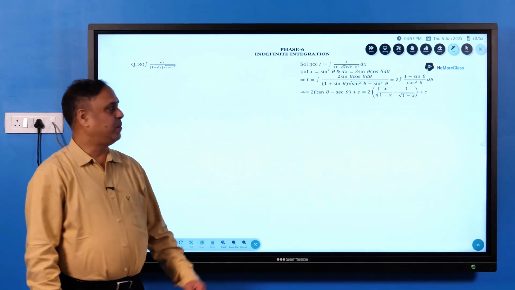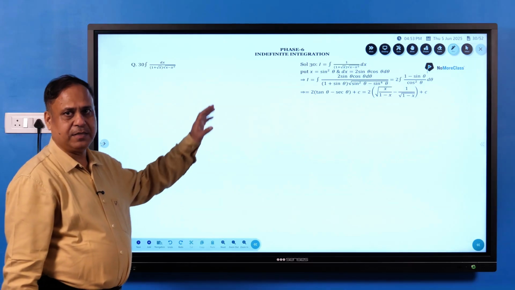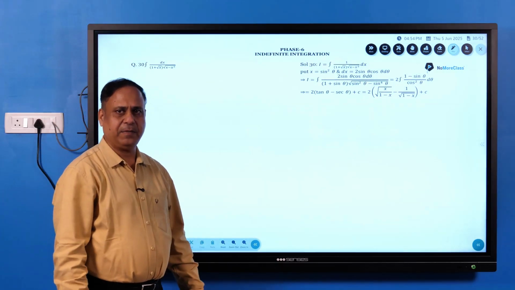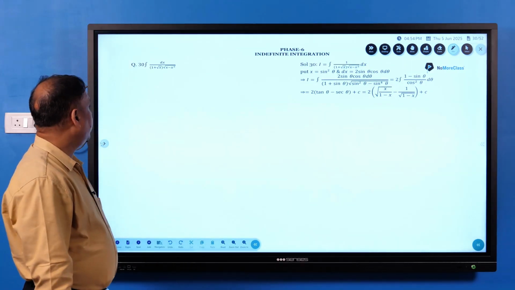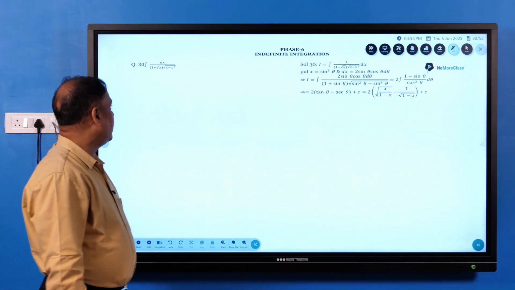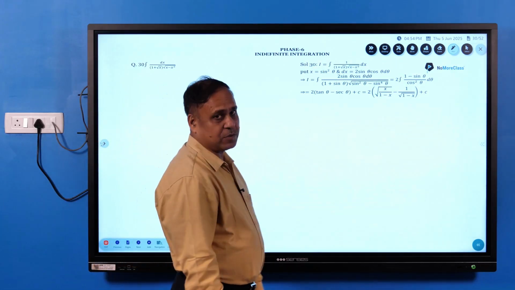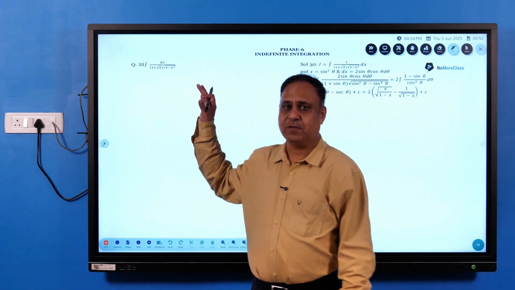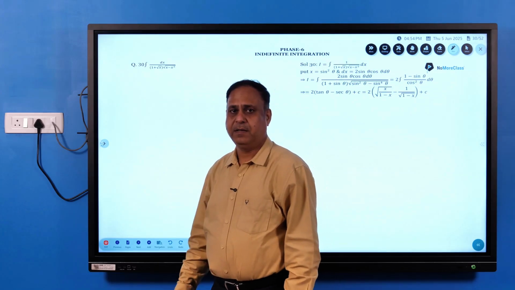So now come to question number 30, exercise 1, phase 6, indefinite integration, mathematics. Continuing with that: dx upon 1 plus under root x minus x squared. So definitely when you observe this question, what comes in your mind?